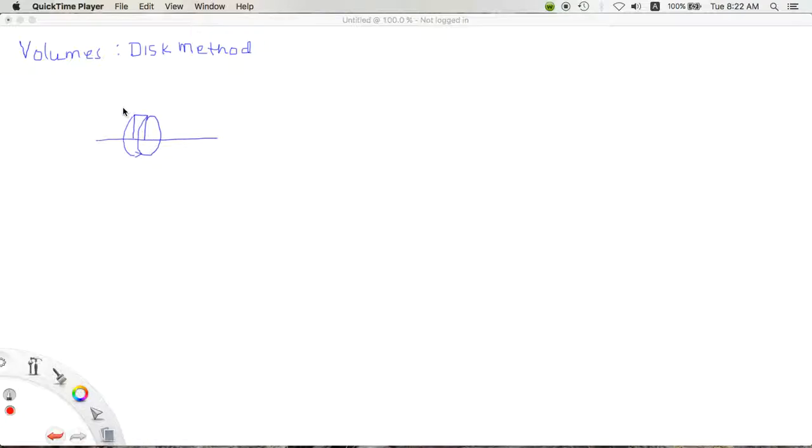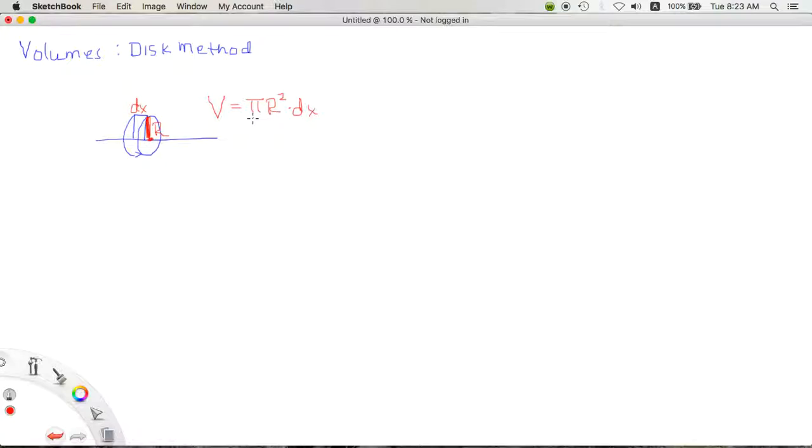So what we need to realize is when we draw these disks, we've got a little height of our disk, or the width of the disk, whatever you want to call it, and then it has a radius from the axis of revolution out to the edge. And you know that the volume of a cylinder is the area of the base times the height. So this is going to give you the volume of your disk. So how does that help us?